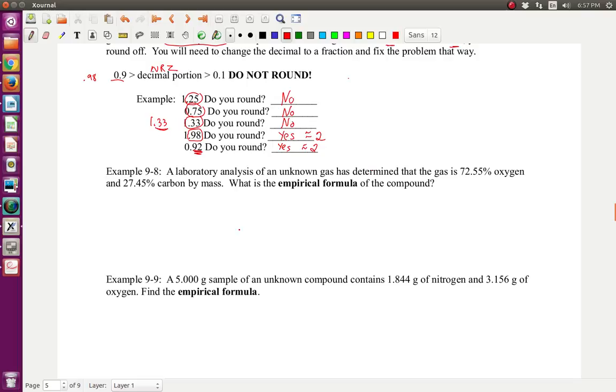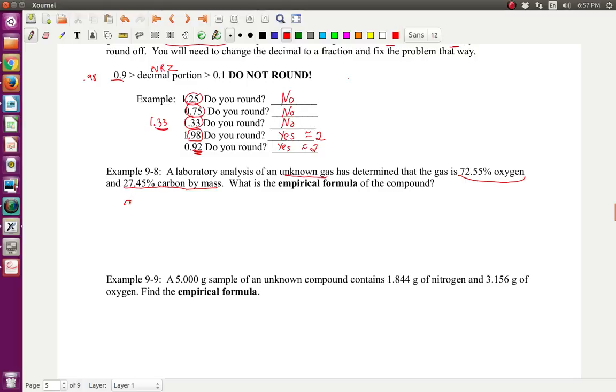Okay, we have a laboratory analysis of an unknown gas. We don't know what it is, but we know that this gas is 72.55% oxygen and 27.45% carbon by mass. So we're going to figure out the empirical formula, the simplest whole number ratio. Okay, so we have oxygen and carbon.